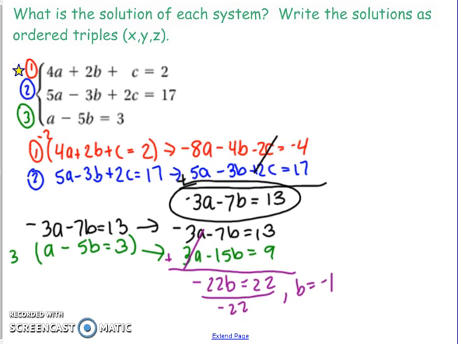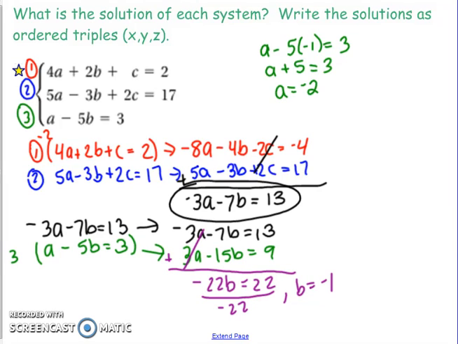So I already have now what b equals, so now I could use either the circled equation or equation 3 and solve for a. So I'm just going to use equation 3, because we didn't use it that much. So I'm going to go up here and I'm going to say a minus 5 times b, which is negative 1, equals 3. So a is going to end up being plus 5. So the negative 5 times a negative 1 equals 3. And now I subtract 5 and I get negative 2. So a is negative 2 and we know b.